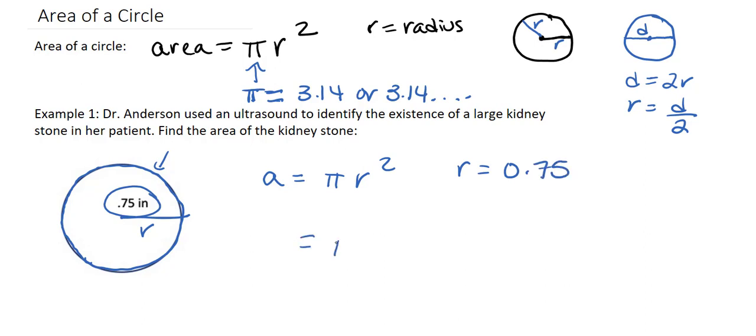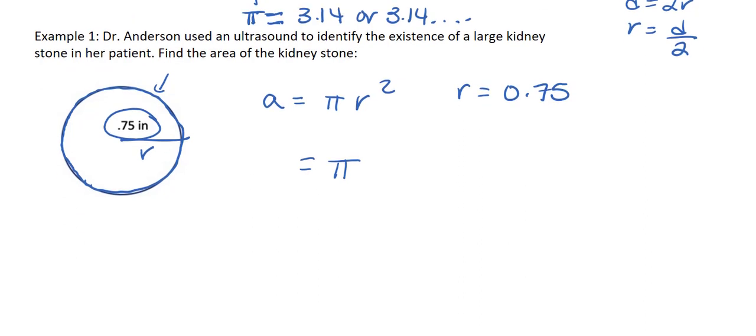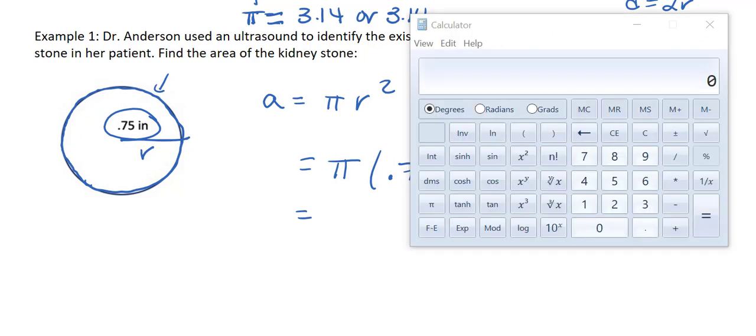So let's go ahead and fill this in. So we have pi, and then we have 0.75 squared. So let's get the calculator out. First we're going to deal with our exponent. So we have 0.75, and we can square it, or we can just multiply times 0.75, because we just have 2 copies of it that are being multiplied. Or we can go ahead and just do this, right? We took the square of that, and that is equal to 0.5625.